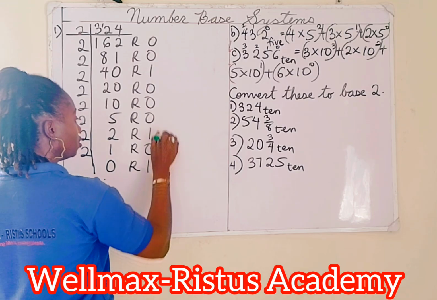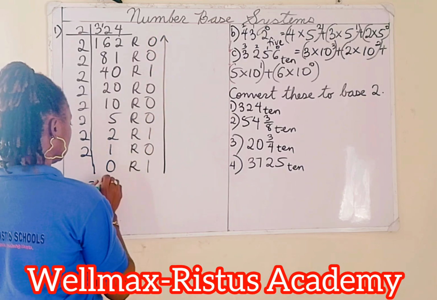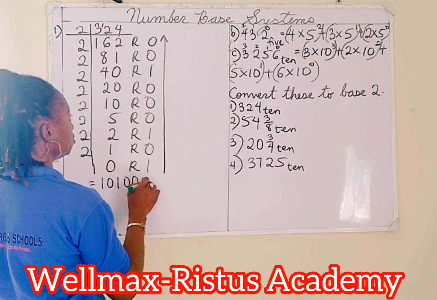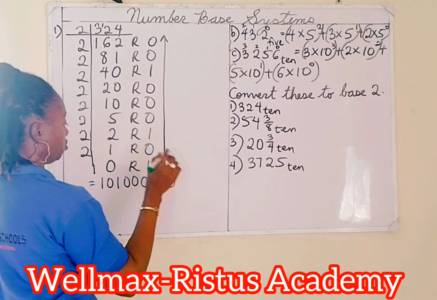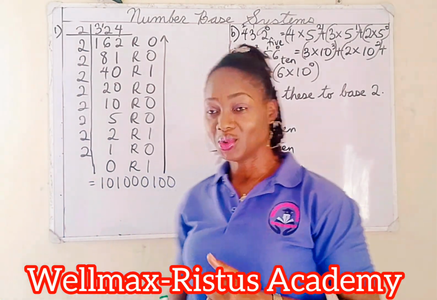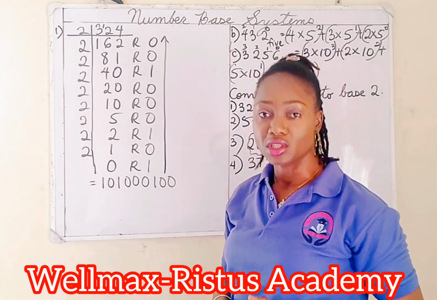From the bottom to the top. So we have 1, 0, 1, 0, 0, 0, 1, 0, 0. And that's the answer for this question. Okay? Now let's move on to question 2.